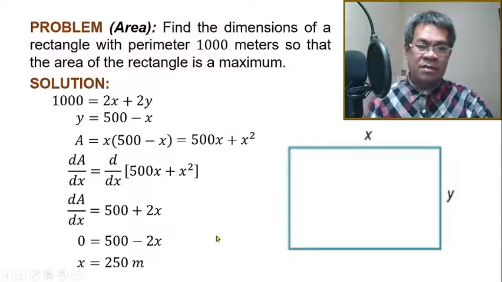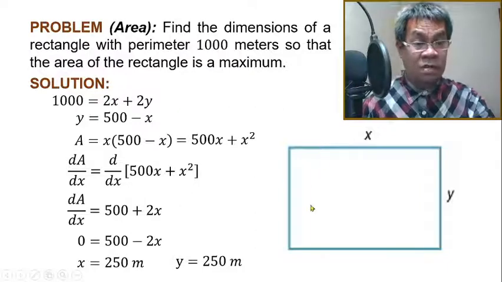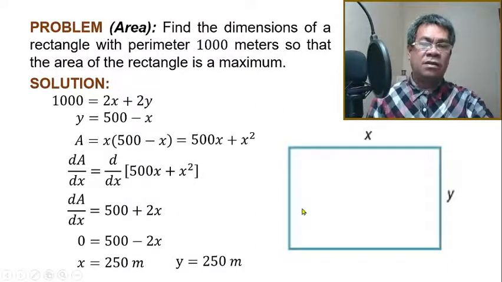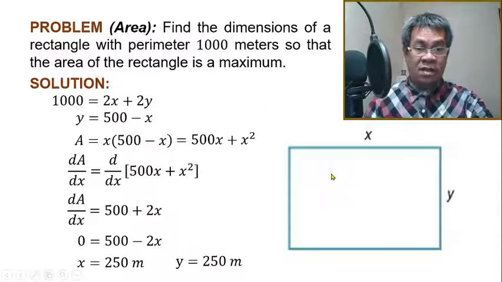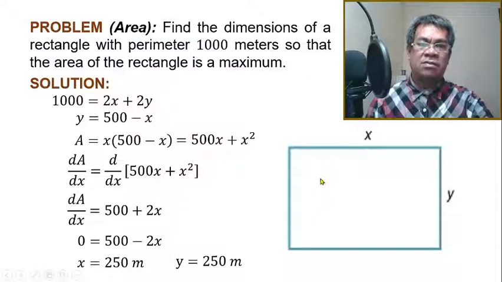So therefore, the first dimension is x equal to 250 meters. Now y is 500 minus x, but x is 250, so y is 250 also. So therefore, your area must be what? It must be a square. If you want to have a maximum area, make sure that your shape is a square. You are creating the largest area from the 1,000 perimeter fence.